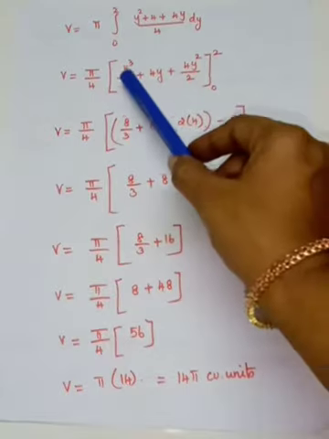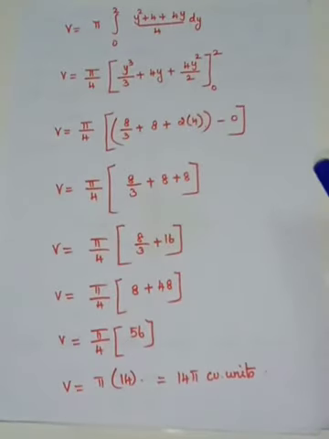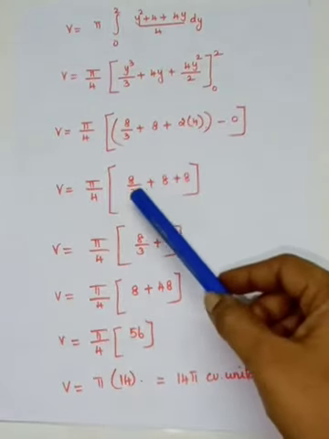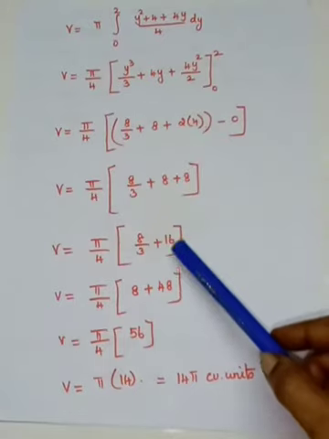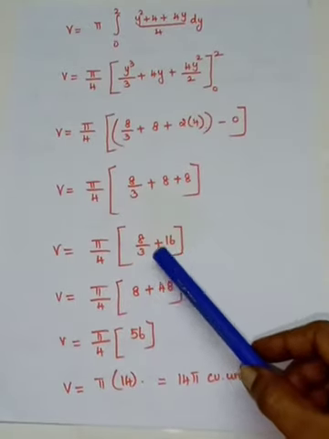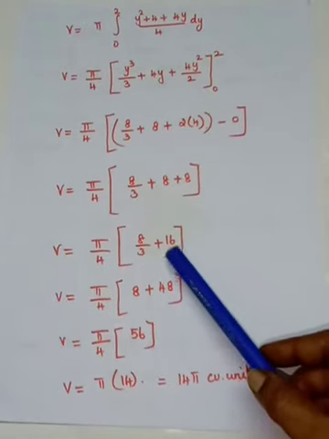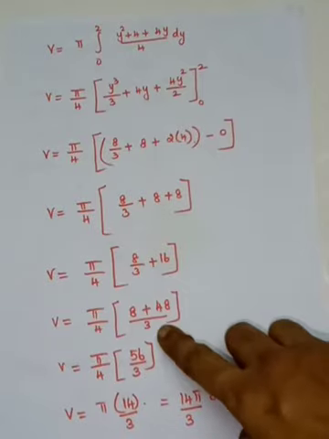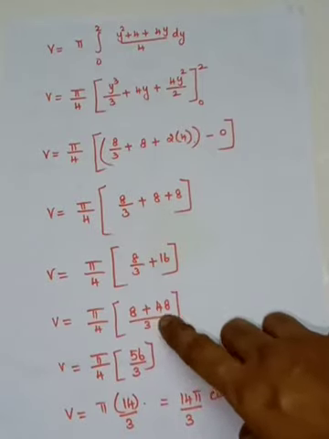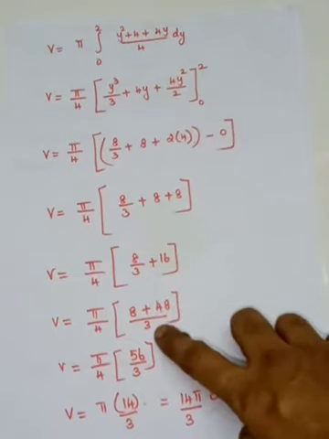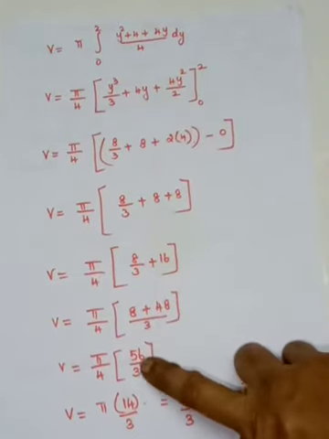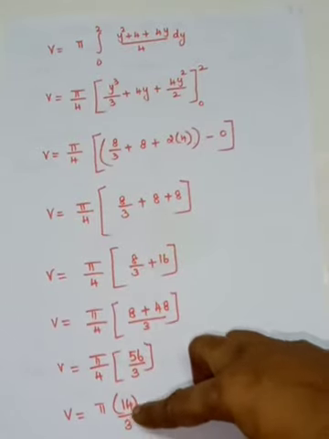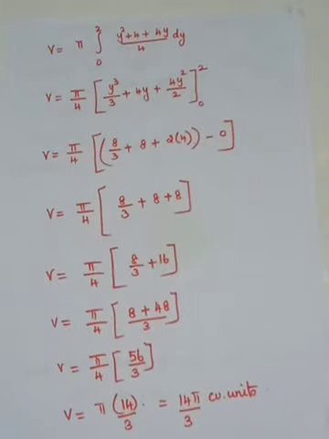And you see all the terms have y, so when you substitute y as 0, the lower limit gives 0. So it is 8 by 3 plus 8 plus 8. What is 8 plus 8? That is 16. If you take the LCM, the LCM is 3, so it is 8 plus 48, since 16 threes are 48, by 3. So 8 plus 48 is 56 by 3. In the 4 and 56, if you cancel, it is 14. So the volume is 14 pi by 3 cubic units.